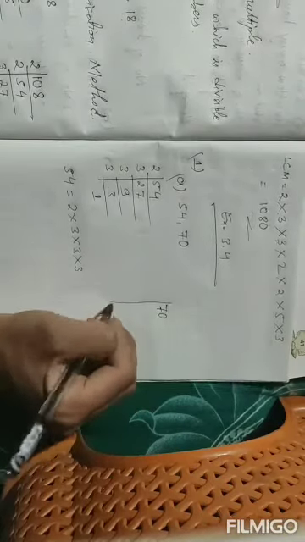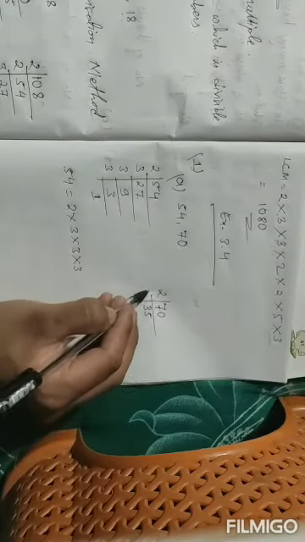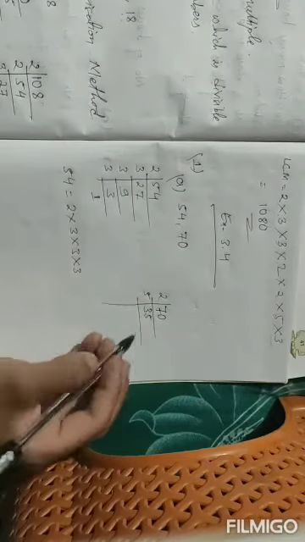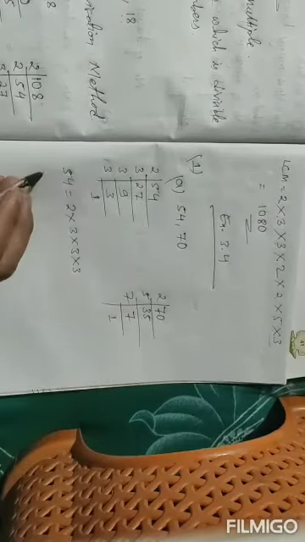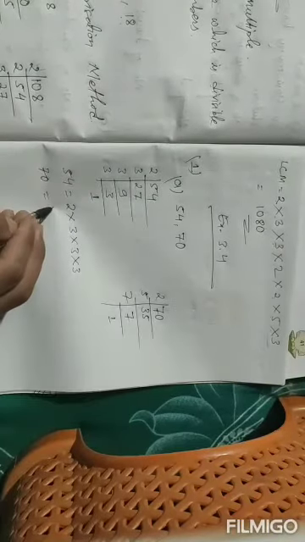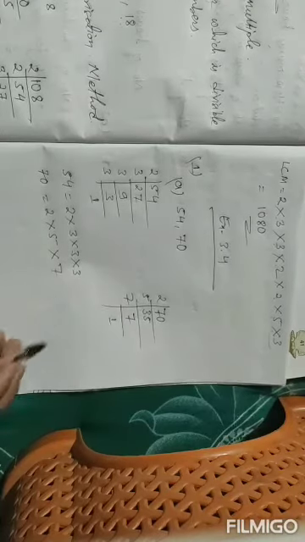So first 70, how much? With 2, 35s, right? Next with, I believe, 5, because with 3 also it will not go. So 5 7s. Now with 7, 1s. Okay, so 70 is how much? 2 into 5 into 7, right?